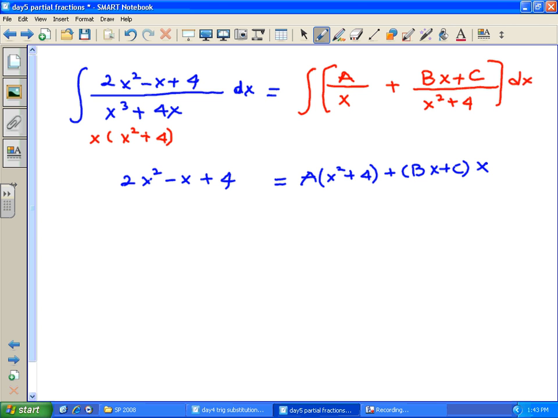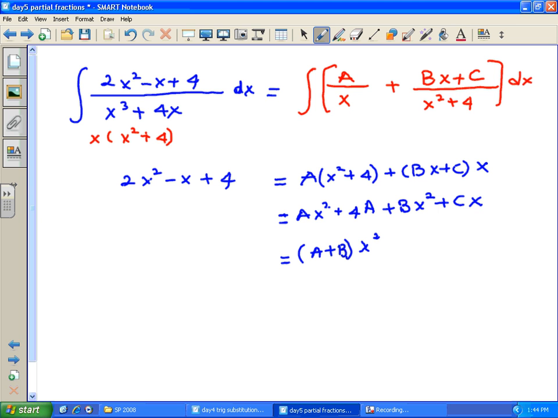When you're dealing with irreducible quadratics, yes, you could plug x equals 0, and you're going to perhaps get an equation out of that, or maybe one of your unknowns. But the following actually works better when you have irreducible quadratics. Distribute your right-hand side completely. So you have ax squared plus 4a plus bx squared plus cx equals the left-hand side. And go ahead and get your x squares together. So that's a plus b quantity times x squared.